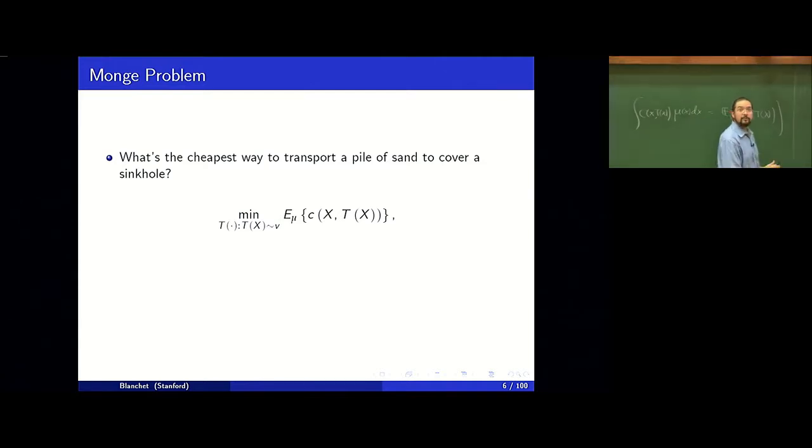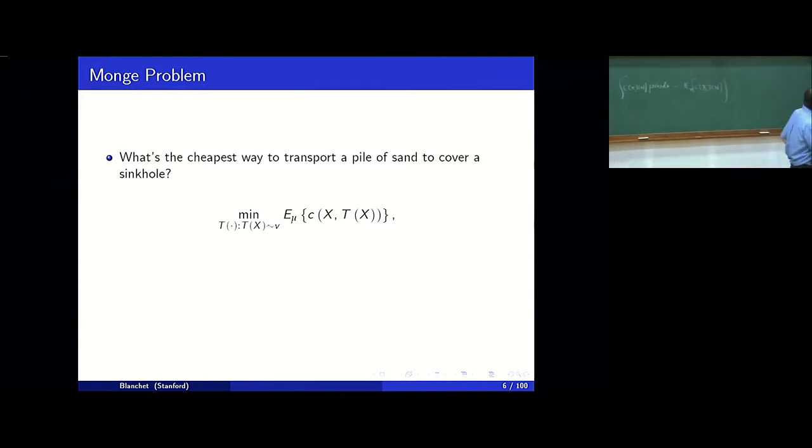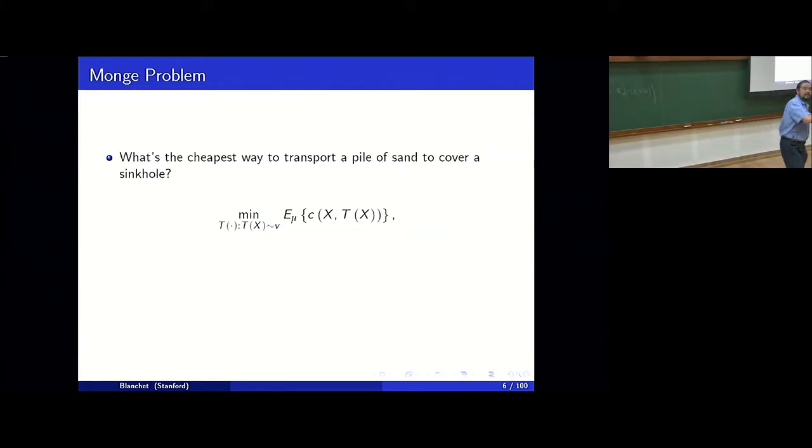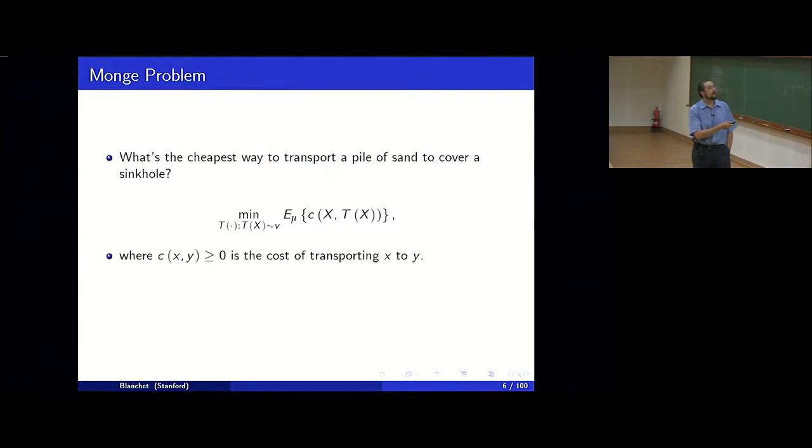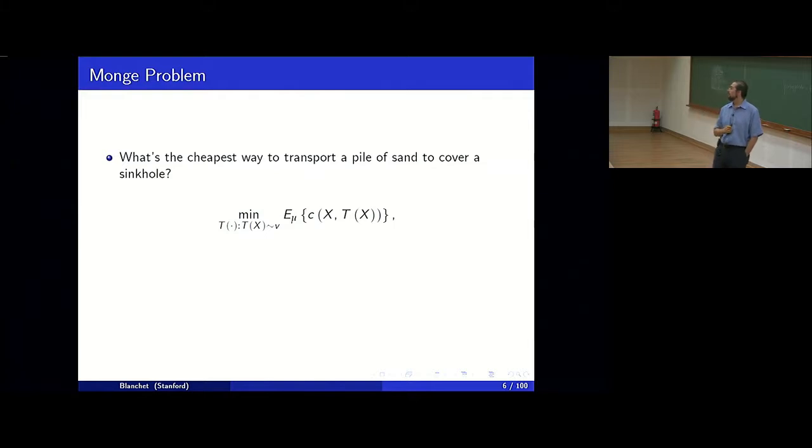Right? And so you are looking for transformations T that minimize that cost, and then saying that in the end you need to cover the sinkhole, it means that T of x has distribution V. So in the end you actually map that to the profile of the sinkhole. You see? So that's called Monge's formulation of the problem, and it's a very highly nonlinear optimization problem.